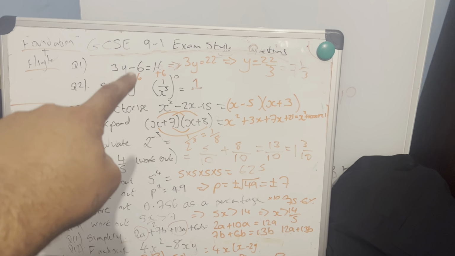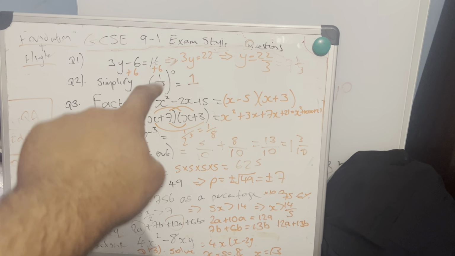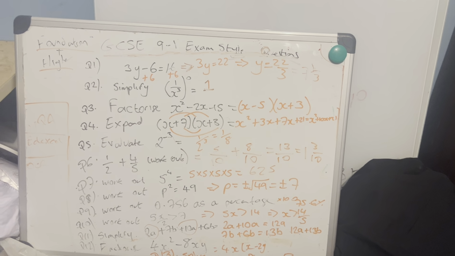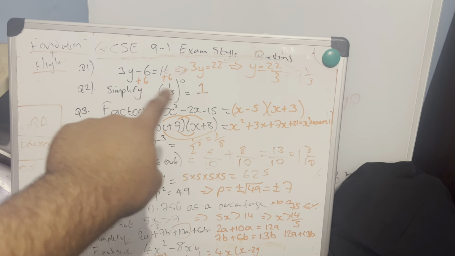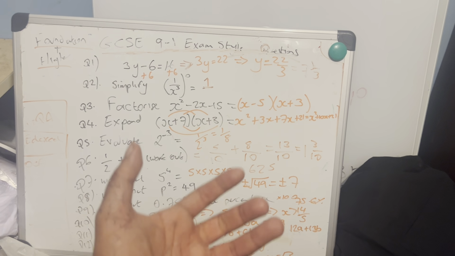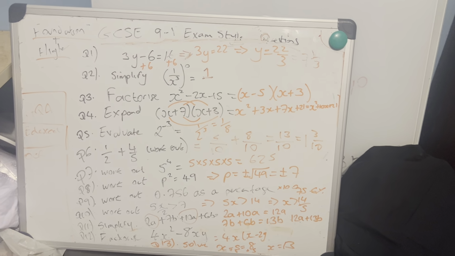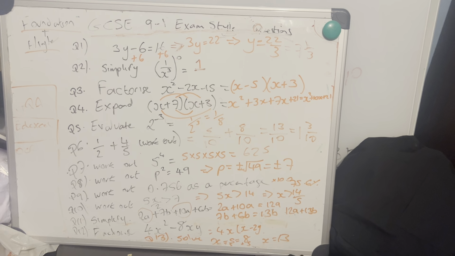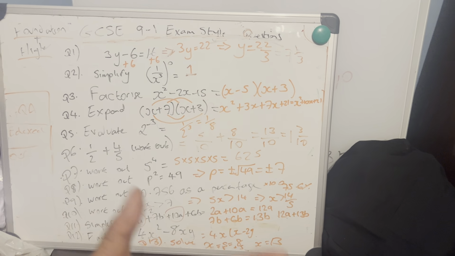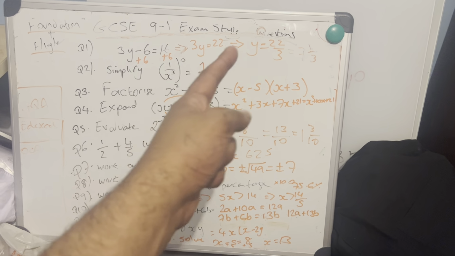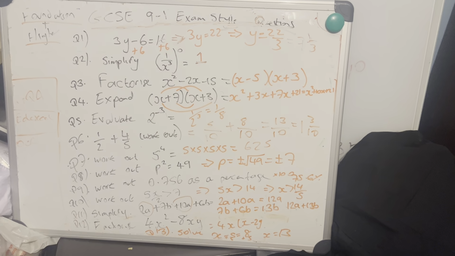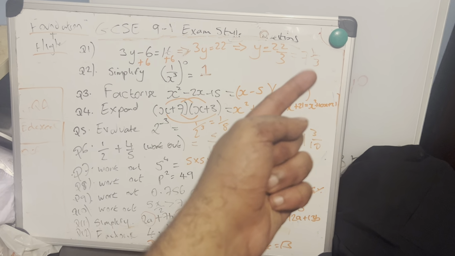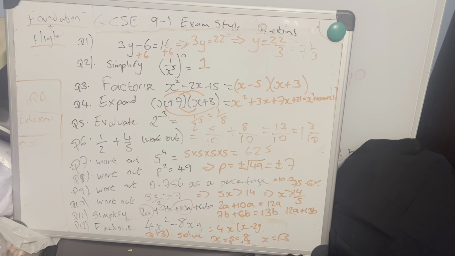We have to solve the equation 3y minus 6 is equal to 16. We want to isolate and get y on its own. First step is to add 6 to both sides of my equation to balance it. So then I get 3y is equal to 22. 3y means 3 times y. So dividing both sides by 3, I get y is equal to 22 thirds as an improper fraction, or 7 1/3 as a mixed number.